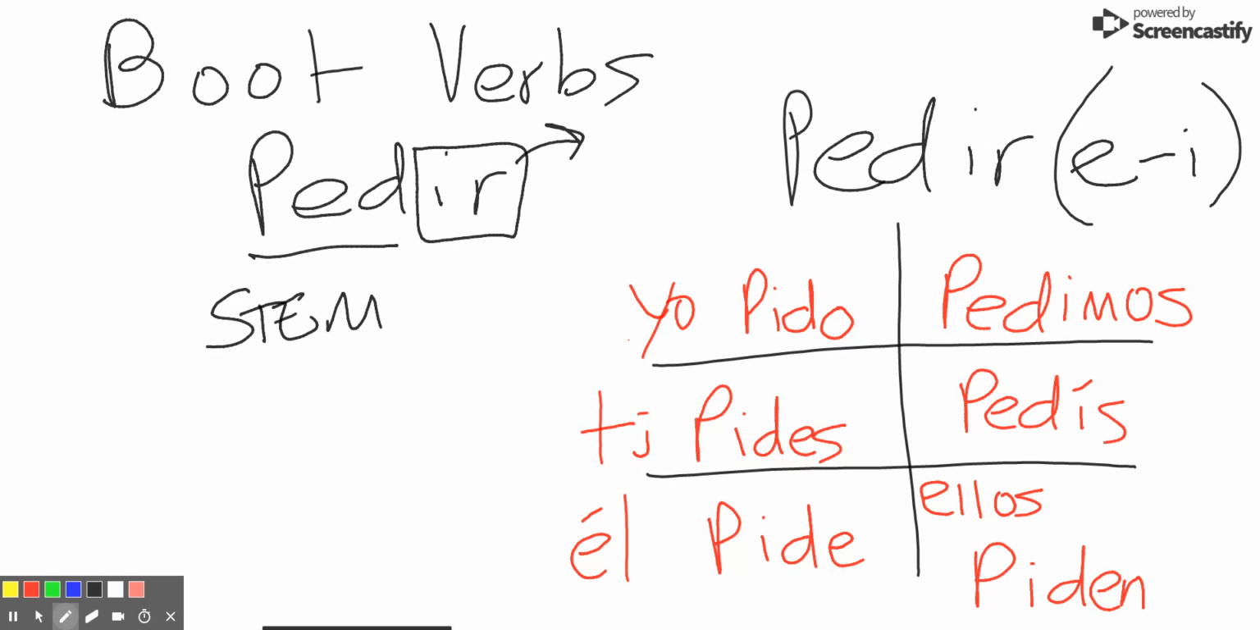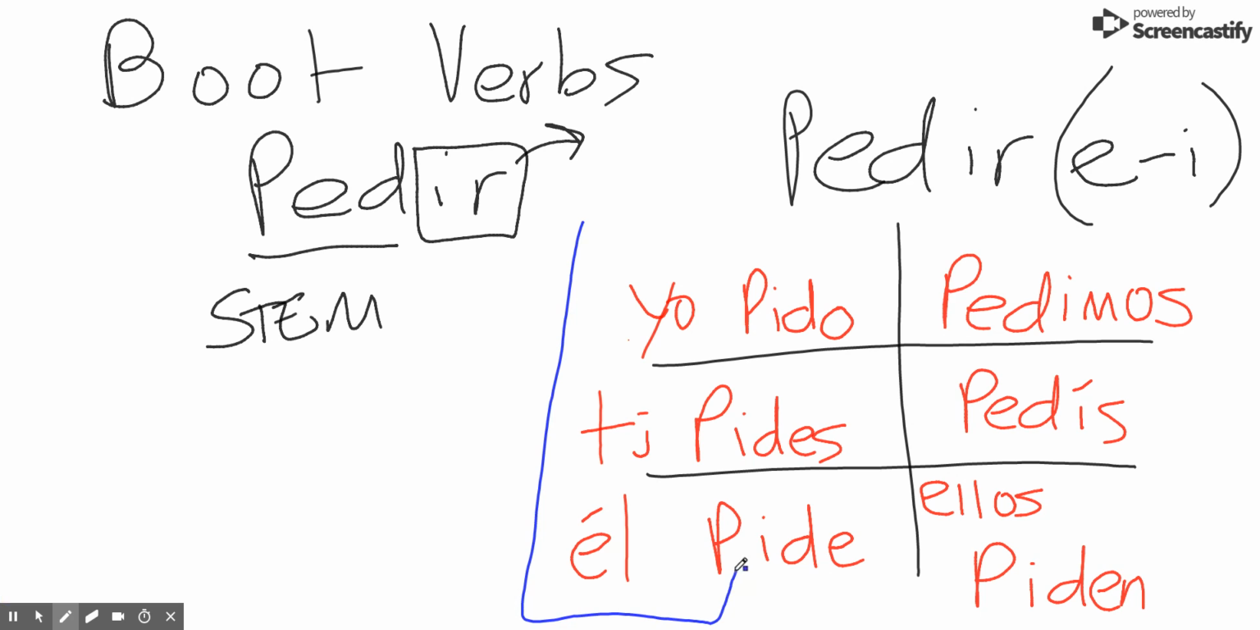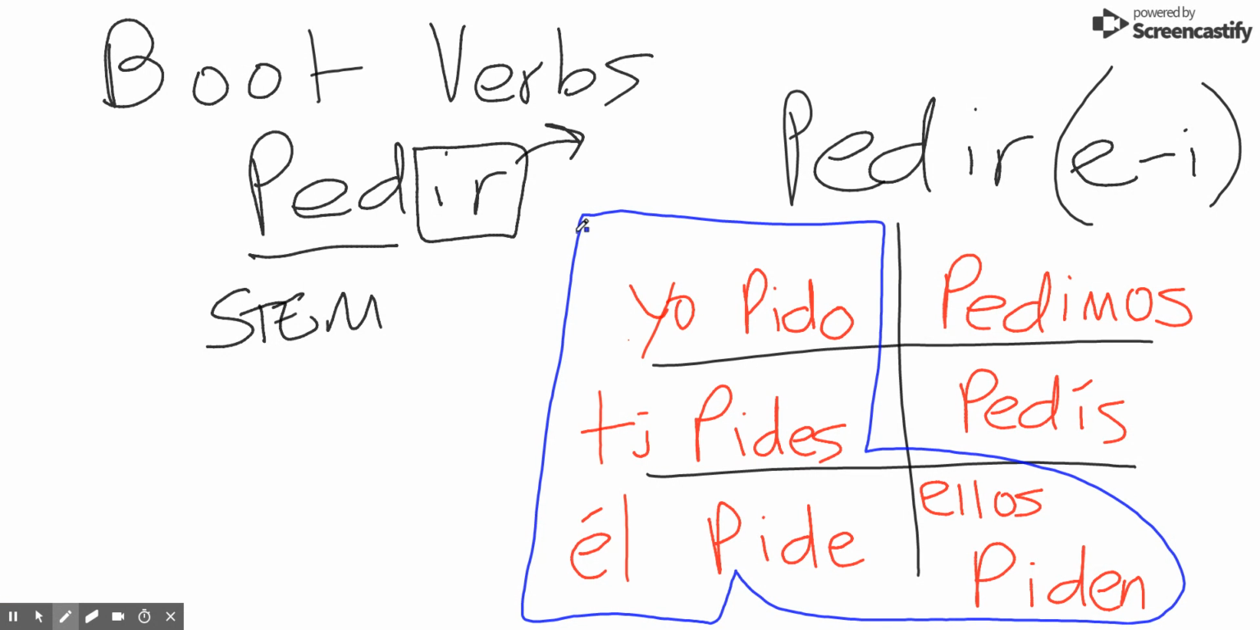So the reason that some people, including me, call them boot verbs is because I could make kind of a boot-like drawing around the ones that do change. And the ones that are outside of this boot do not have that change. So I often refer to them as boot verbs. So pedir is a very common stem changing verb. It means to ask for, order, or request.